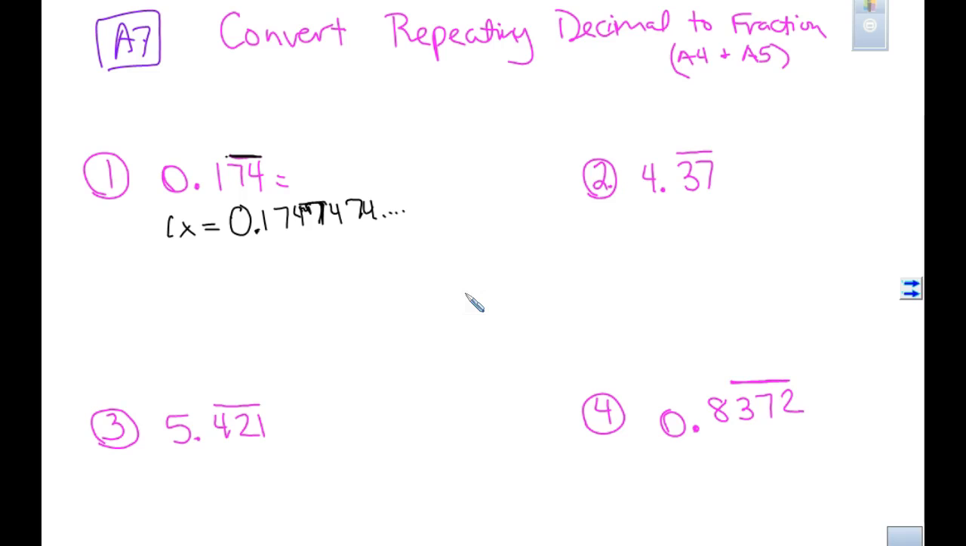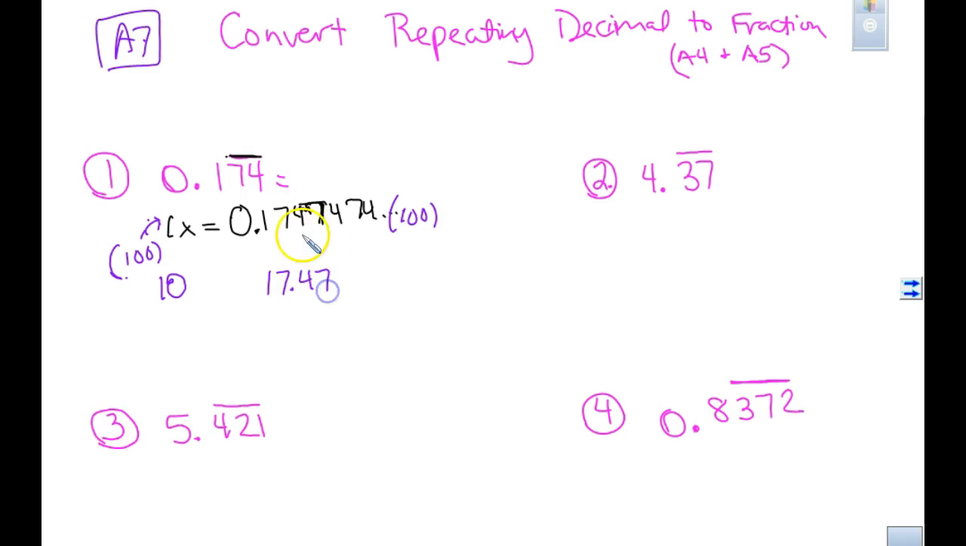Once I have that, now, Emma, tell me, what am I gonna multiply by? 100. 2 numbers repeat, we multiply by 100. So on your paper, make sure, those of you that are writing this down, you're showing us 100 times the 1x, right? We're going to multiply, and over here, we're taking this times 100, okay? Lily, can you tell me what I'm going to end up with? 17.47 repeating.